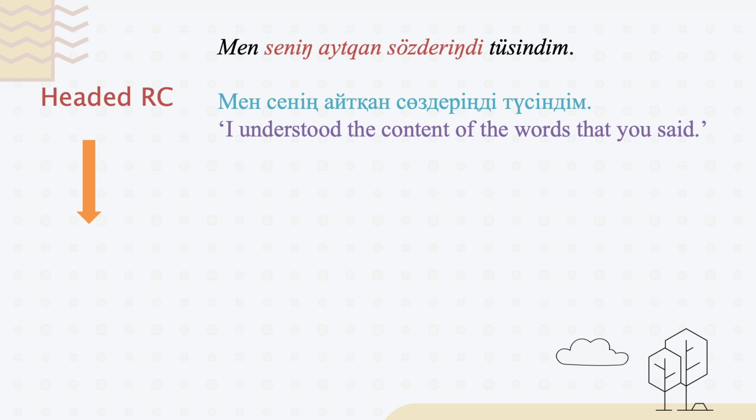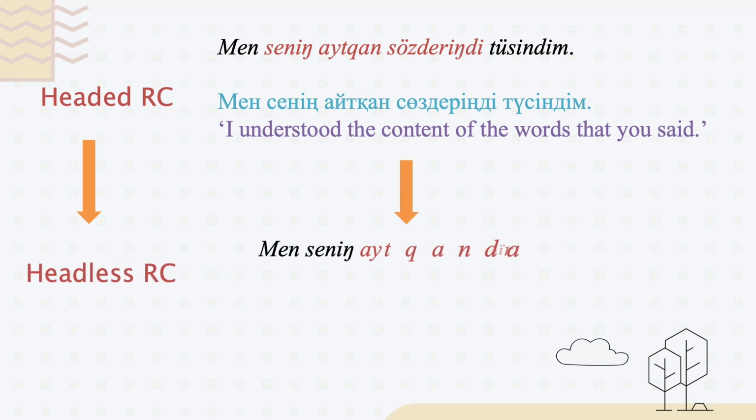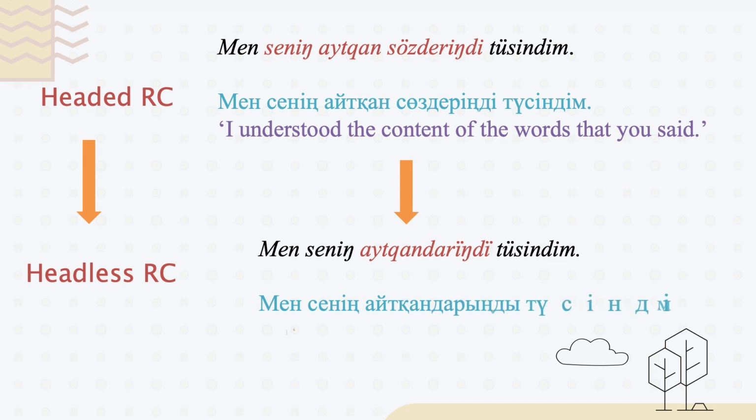In order to change it to the headless one, you have to delete the head noun сөз, words, and add the plural suffix -дар, the second person possessive suffix -ың, and the accusative case -ды to the predicate of the headless relative clause, so that we will have the new clause. Мен сенің айтқандарыңды түсіндім. I understood what you said. This is easy, isn't it?